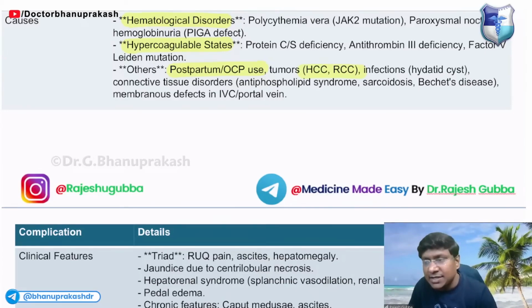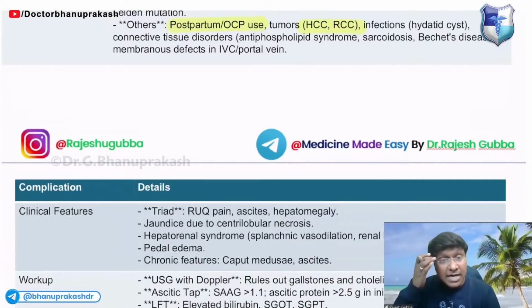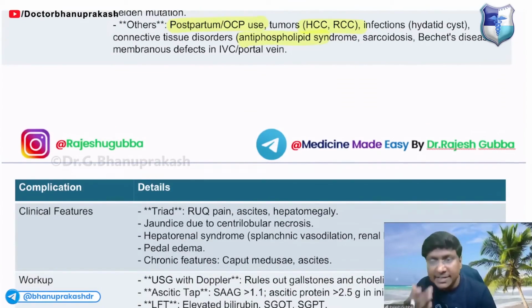Tumors like hepatocellular carcinoma and renal cell carcinoma can cause hypercoagulability, right? And then we have connective tissue disorders like APLA, where there will be hypercoagulability and there can be formation of the thrombus within the hepatic veins. Okay, so this is about the etiology that will be causing Budd-Chiari syndrome.